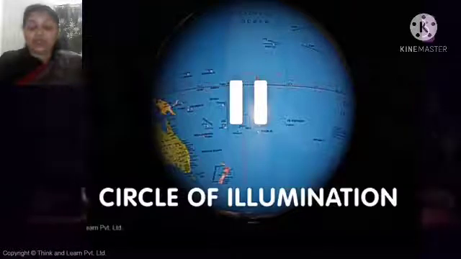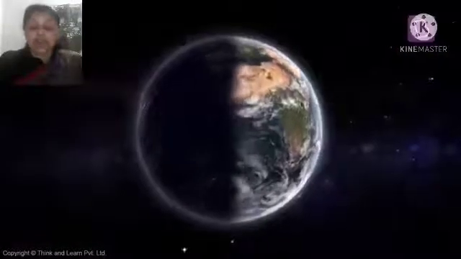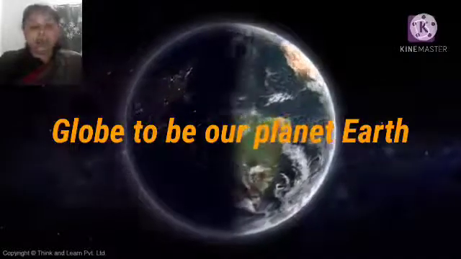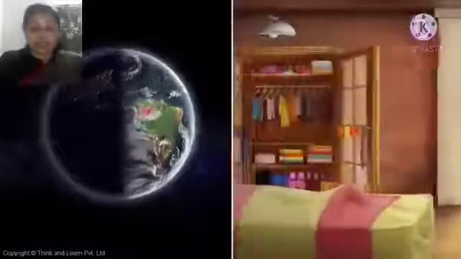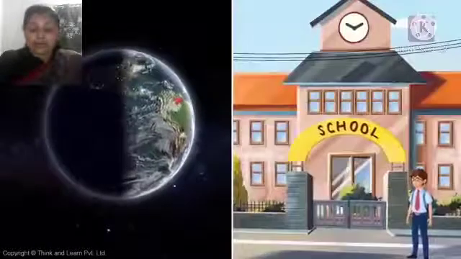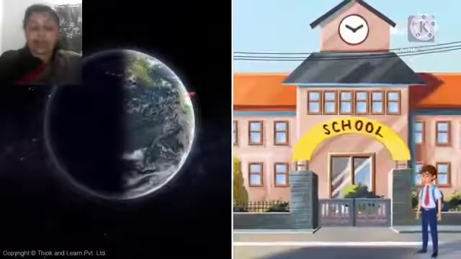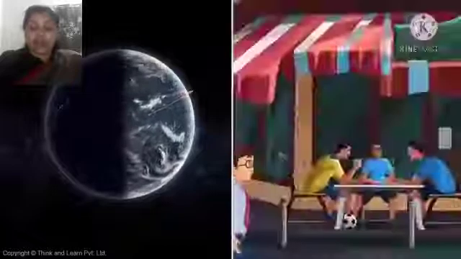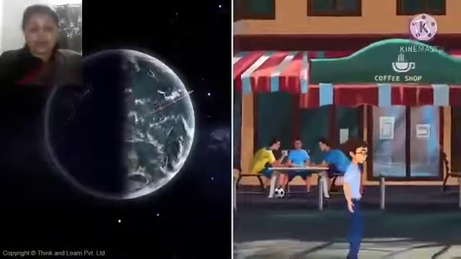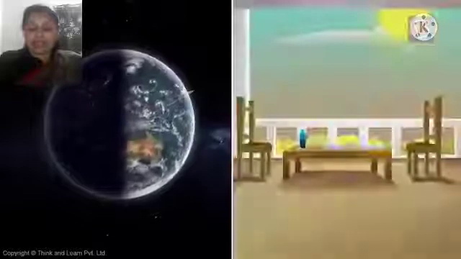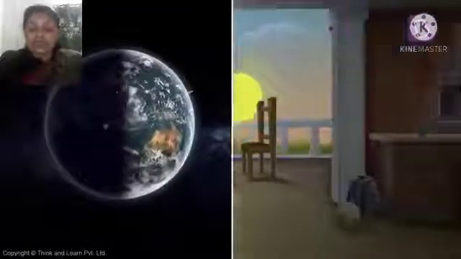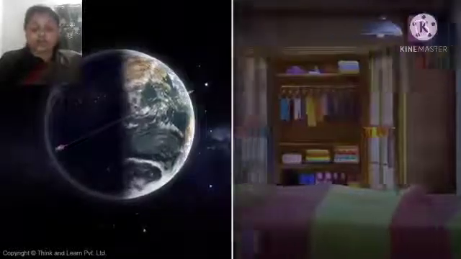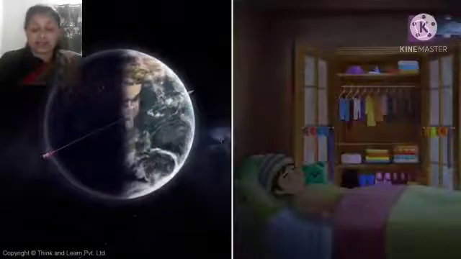Now if we imagine this globe to be our planet Earth and the table lamp to be the Sun, the part of the Earth that is under the circle of illumination will experience day, and the other part which is in darkness will experience night. Again, see how the rotation controls your day. It doesn't matter where you are in the world. The rotation of the Earth affects us all the same way.